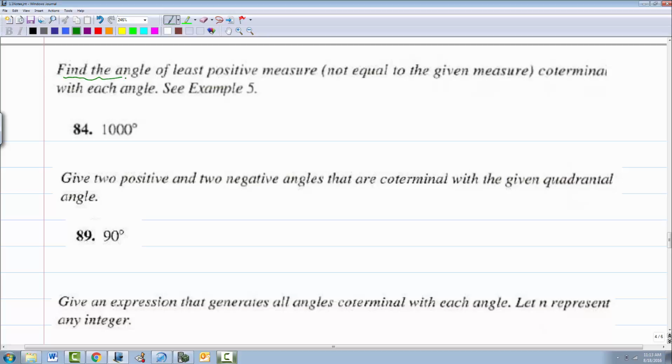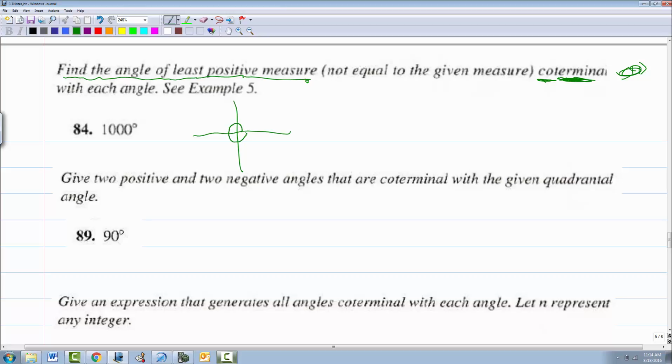So notice what it says. Find an angle of least positive measure, not equal to the given measure, that is coterminal with each angle, same ending side. 1,000 degrees is actually a ginormous angle measure. You don't have to graph it in order to do these questions, but I will.